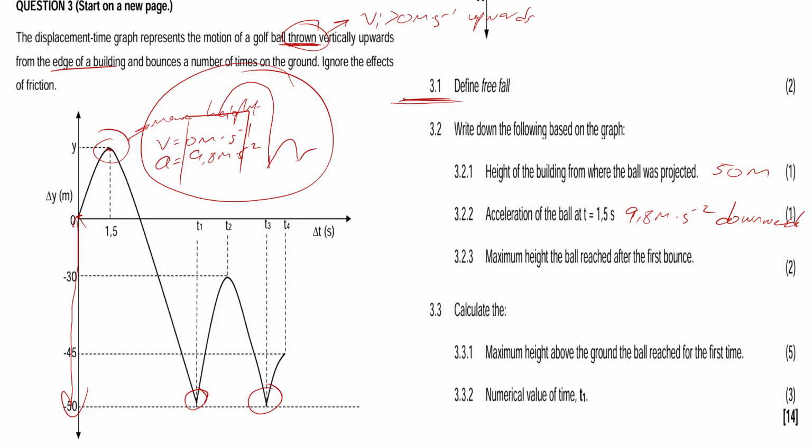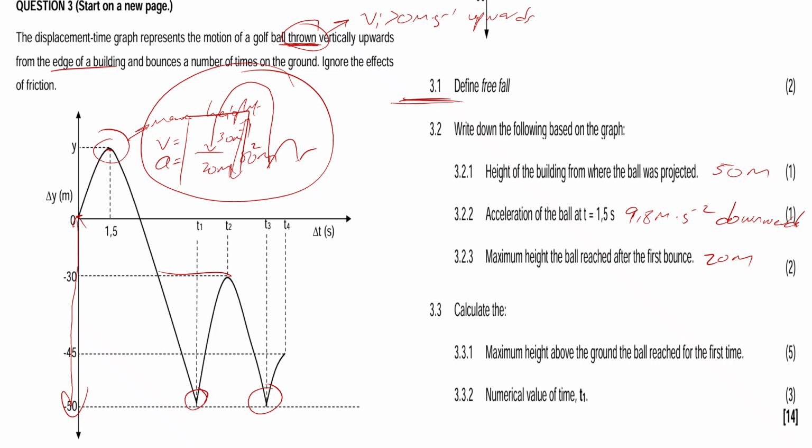3.2.3, the maximum height the ball reached after the first bounce. Here we have to look at this diagram. I said that this is the distance from the top of the building, so here this is 30 meters from the top, which means if the total is 50 meters, then the remaining from the ground, the maximum height reached, is now 20 meters.